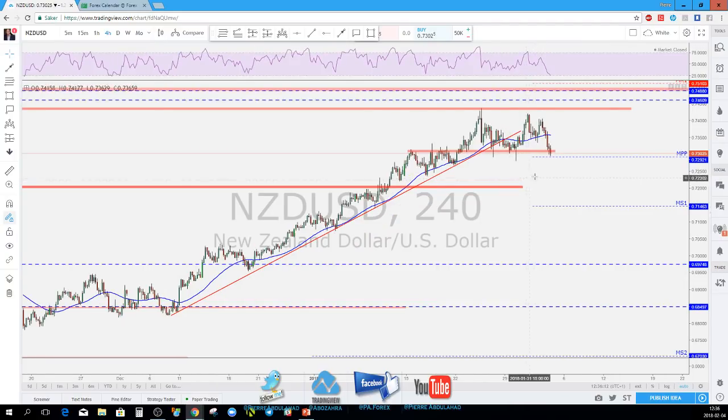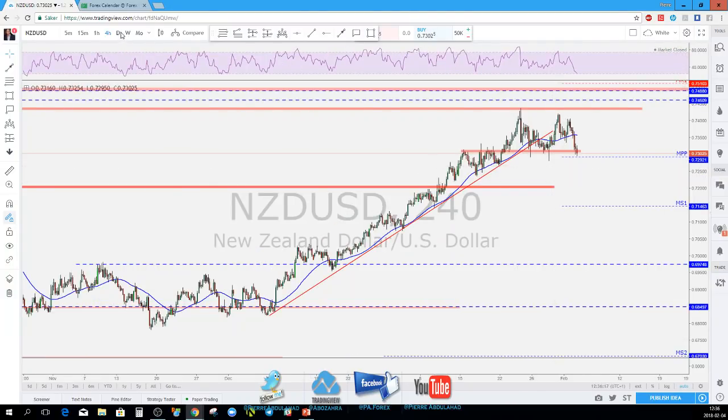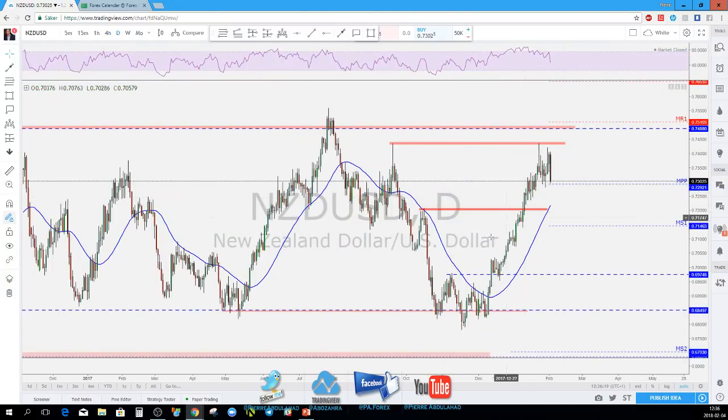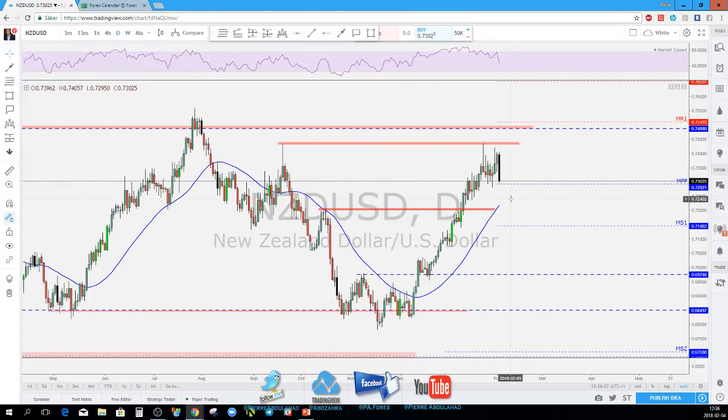New Zealand USD, very interesting structure now. We are still in an up market on the daily, since this last low is not broken, it is still considered a bullish structure. But we should not forget about this rejection here on the daily. Very strong signal that this level is defended, as it happened here in the past.